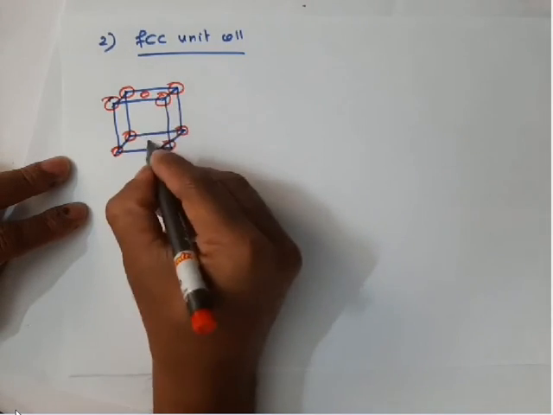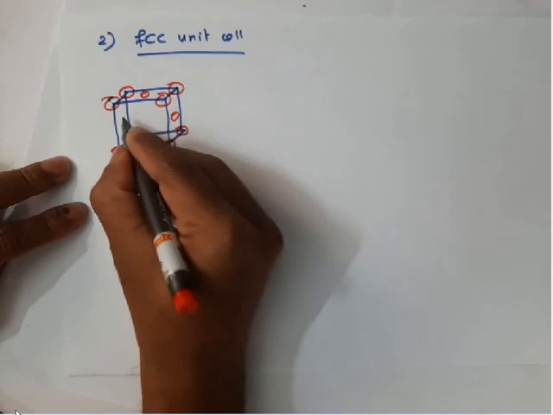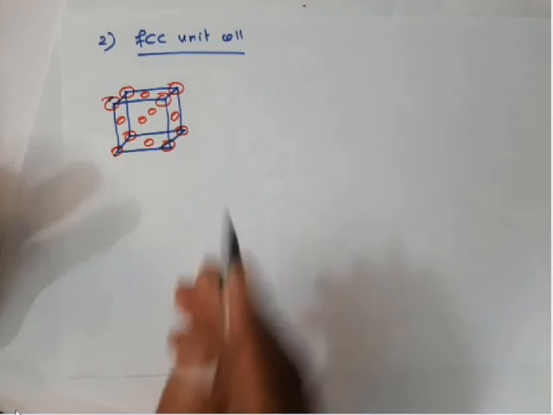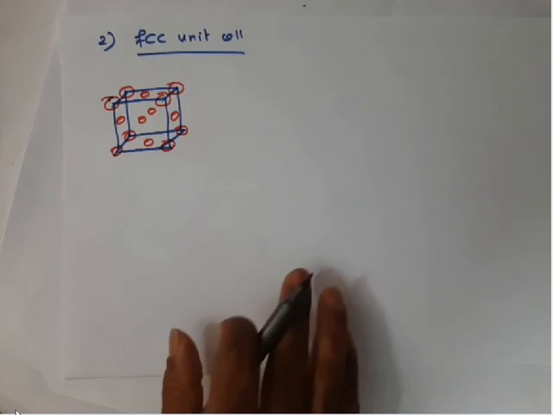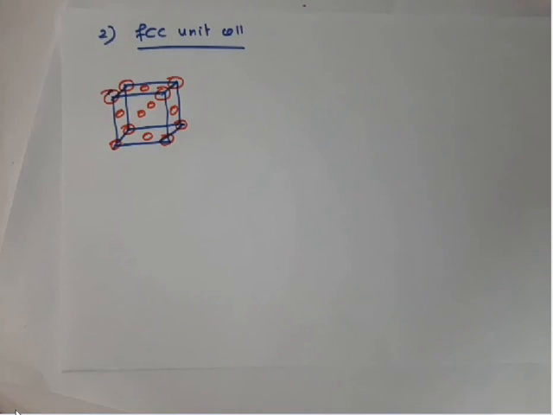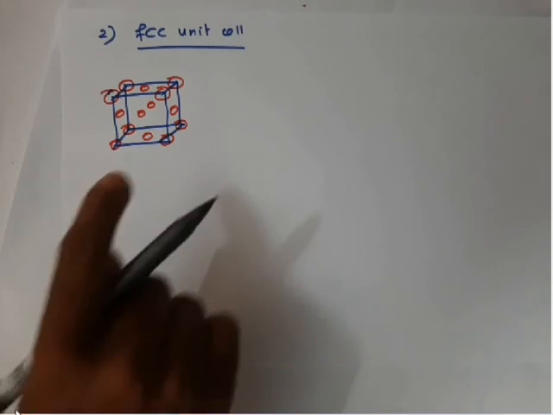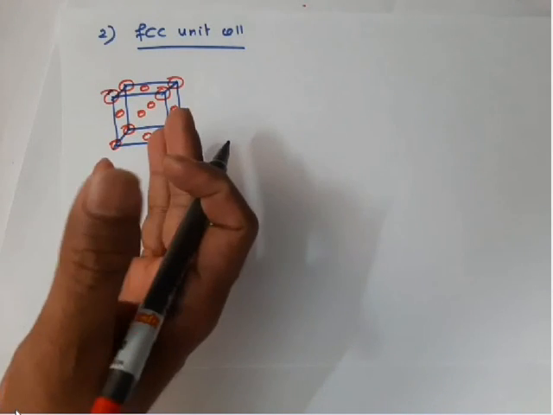The top face center, bottom face center, this side and this side, front, back, everything is occupied. All the face centers are occupied. This is how a face-centered cubic unit cell will look. But students, keep this in mind. While drawing on paper, you can draw like this.